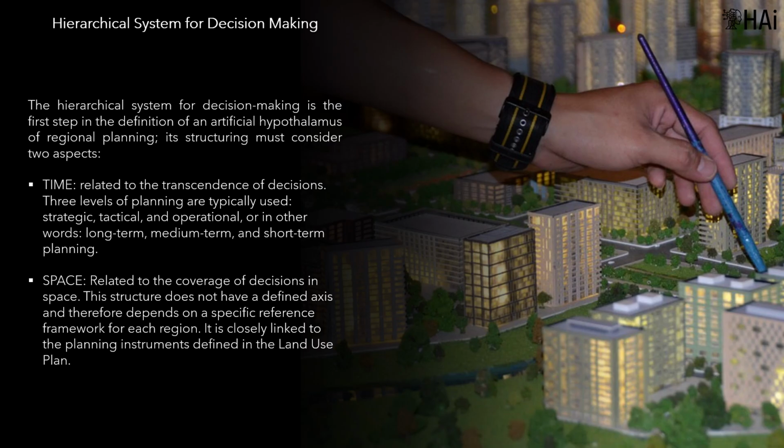Time, related to the transcendence of decisions. Three levels of planning are typically used: strategic, tactical, and operational, or in other words, long-term, medium-term, and short-term planning. Space, related to the coverage of decisions in space. This structure does not have a defined axis and therefore depends on a specific reference framework for each region. It is closely linked to the planning instruments defined in the Land Use Plan.